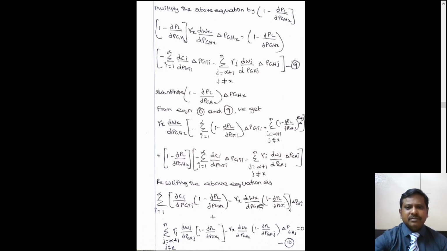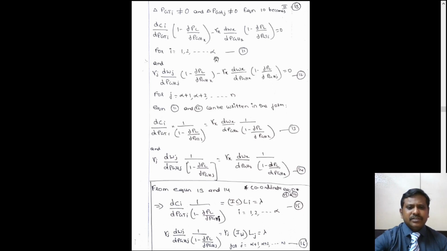The final equation, skipping ahead, you will be getting as the coordination equations: dci by dpgti into 1 by 1 minus dou pl by dou pgti is equal to ic into li. This li is nothing but your penalty factor, which is equal to lambda. Similarly for the hydro, gamma j dwj by dpghj into 1 by 1 minus dou pl by dou pghj.